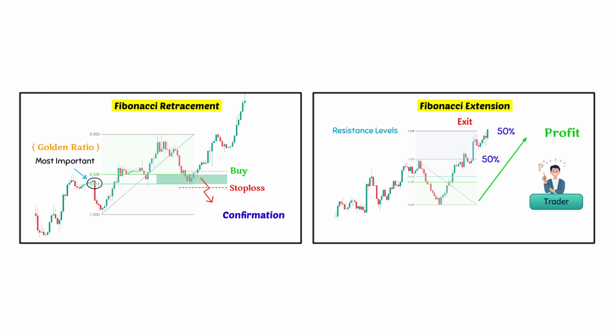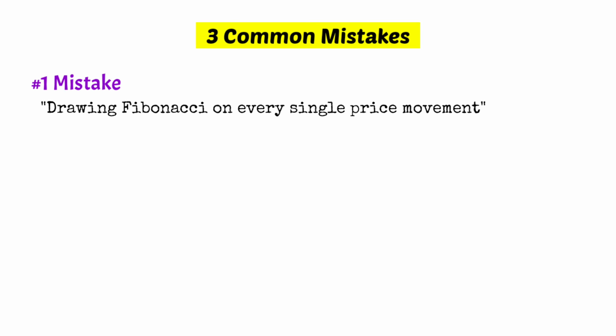Before we wrap up, let's talk about 3 common mistakes that almost every beginner makes. Mistake number 1. Drawing Fibonacci on every single price movement. Many beginners apply Fibonacci to every small move they see on the chart. But Fibonacci should only be drawn between clear and significant swing highs and swing lows.